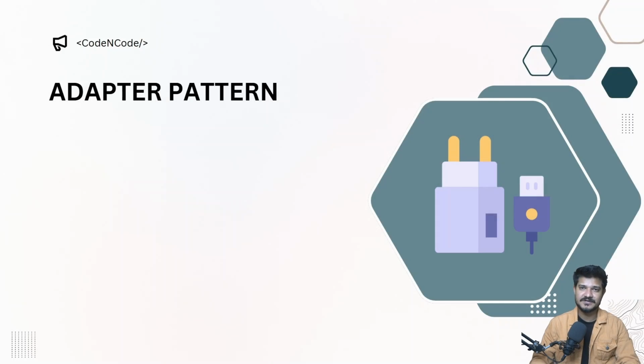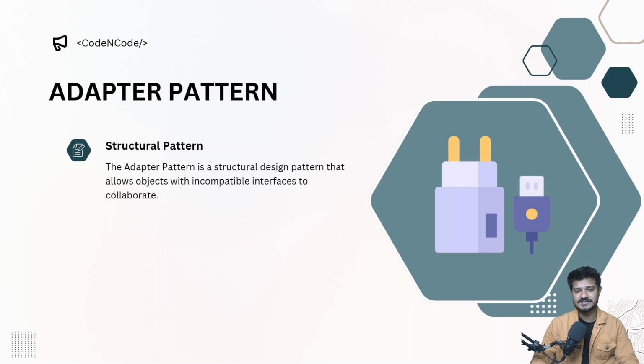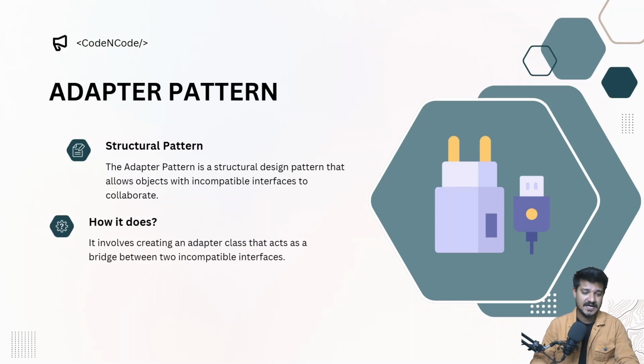So the adapter design pattern. First thing is this is a structural pattern. The adapter pattern is a structural design pattern that allows objects with incompatible interfaces to collaborate together. Okay, this is very important. Objects with incompatible interfaces, right? I'll explain that with an example. And how does it work?